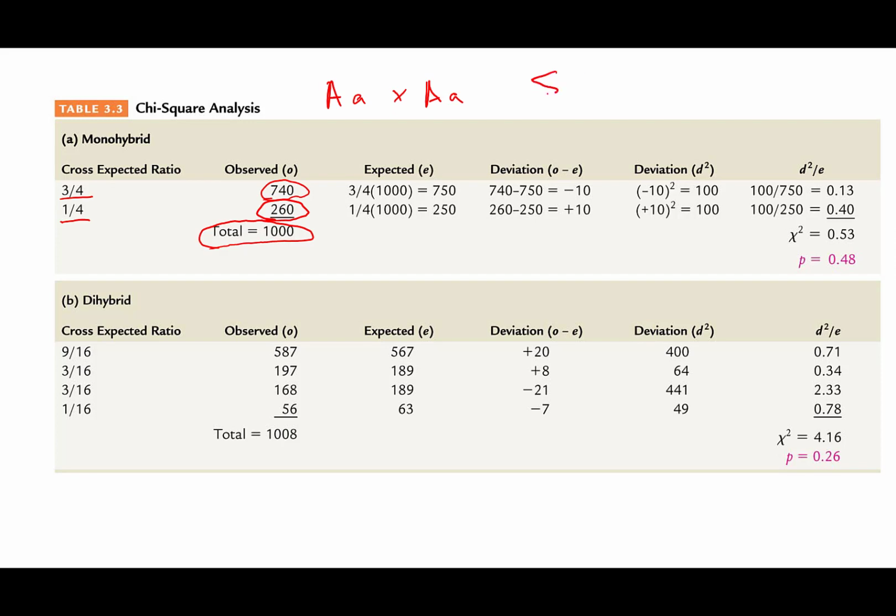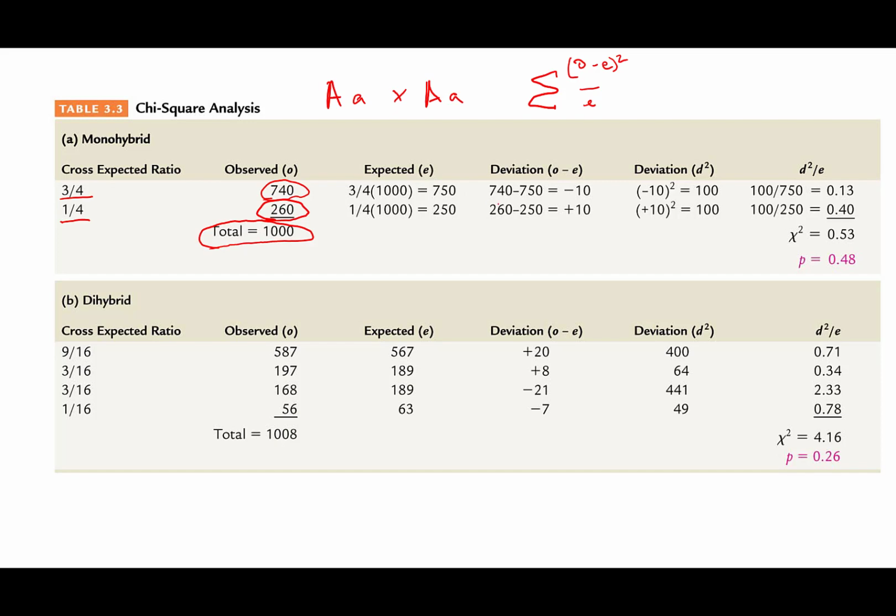And this is what the chi-square equation actually is. It's the sum of observed minus expected, squared, divided by expected. Okay? And remember, it's a sum.